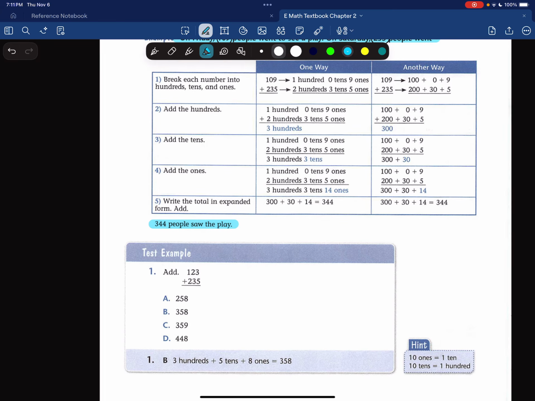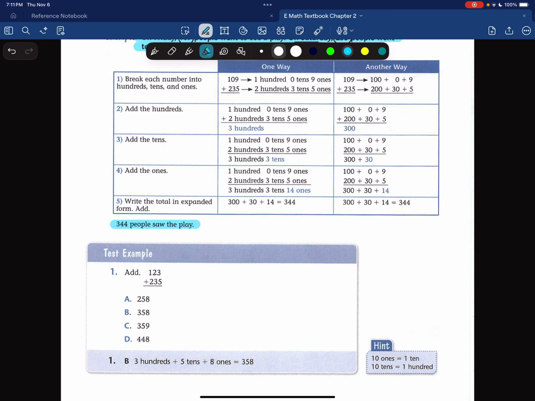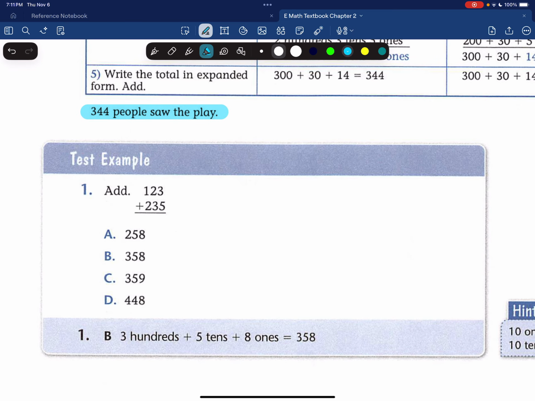So let's do a test example. Let's practice this strategy to add these numbers. Now, I know you can use the algorithm and probably know the answer. That's great. The answer is 358. But what I want to know is, can you write this in expanded form? And for this one, I'm going to do both ways, and then starting on the exercises, I will just do one of them, but we'll alternate.